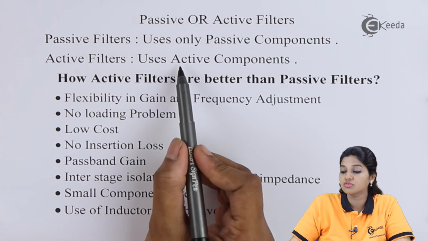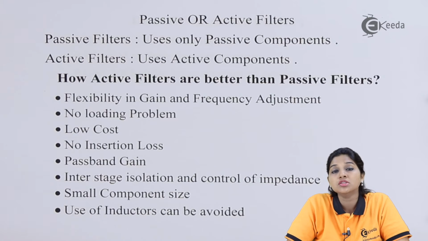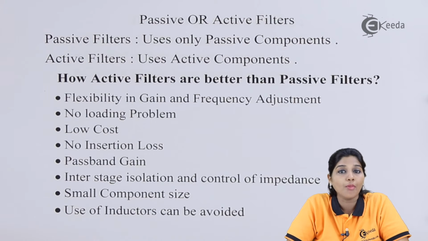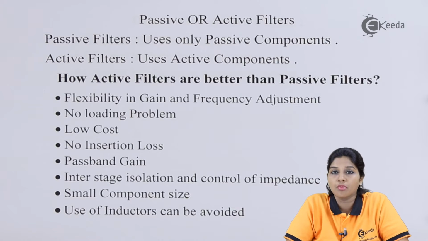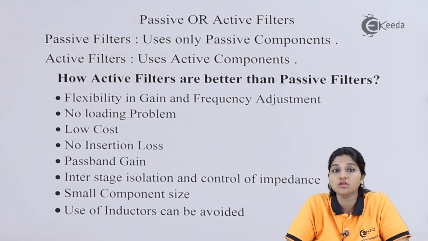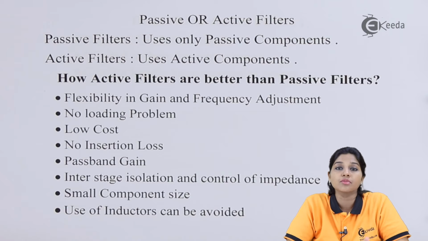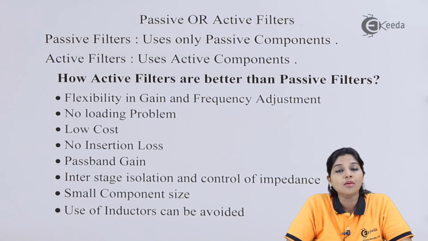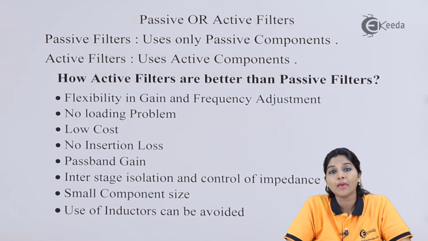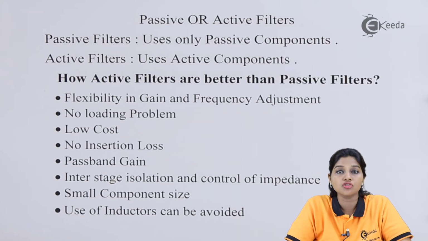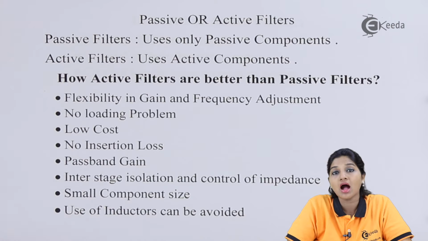Whereas an active filter uses active components. That means they use transistor, MOSFET or op-amp as an important or major element along with the passive components. Because of this, the frequency response provided by an active filter is sharper and they provide a high range of frequency as compared to passive filters. Now, if we compare, we will come to know that active filters have more advantages or merits as compared to passive filters. So let's understand how an active filter is better than a passive filter.